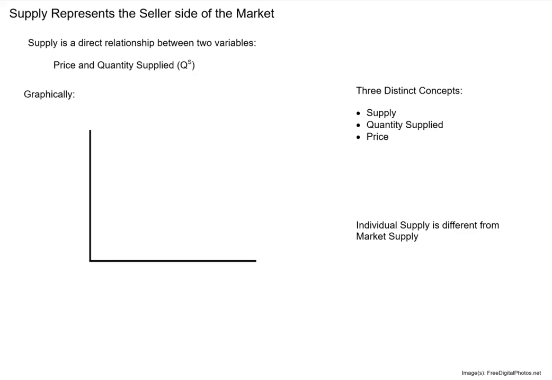We now turn and look at the other side of the market, the seller side of the market, right? So this is when we focus on the supply. Supply represents the sellers. Again, you probably have a lot more familiarity with the buyer side of the market than the seller side of the market, but you might have some familiarity with this.